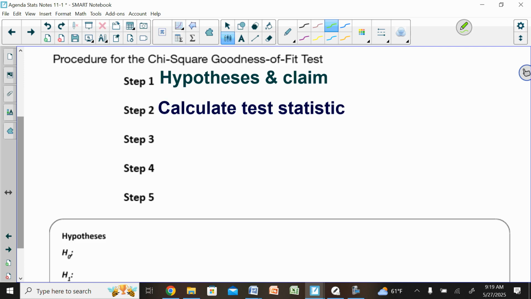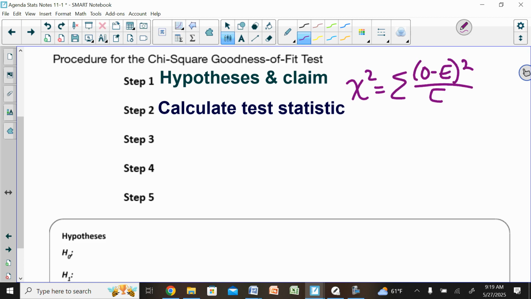Step 2, let's calculate our test statistic. That is our chi-square equals the sum of our (O minus E) squared over E, which means that you have to find expected values before you can do that. I actually write out a little table to calculate them. You're going to be given observed values, but you're going to have to find those expected values.